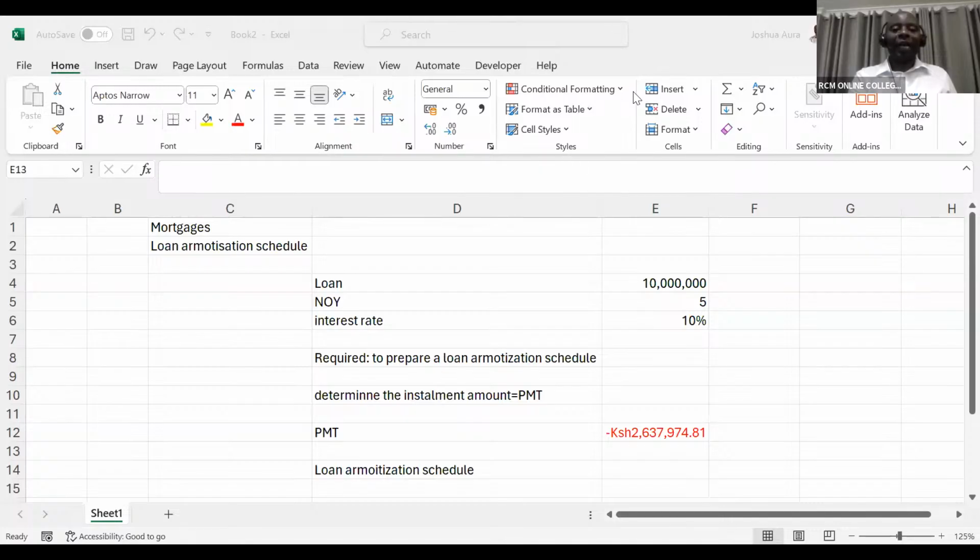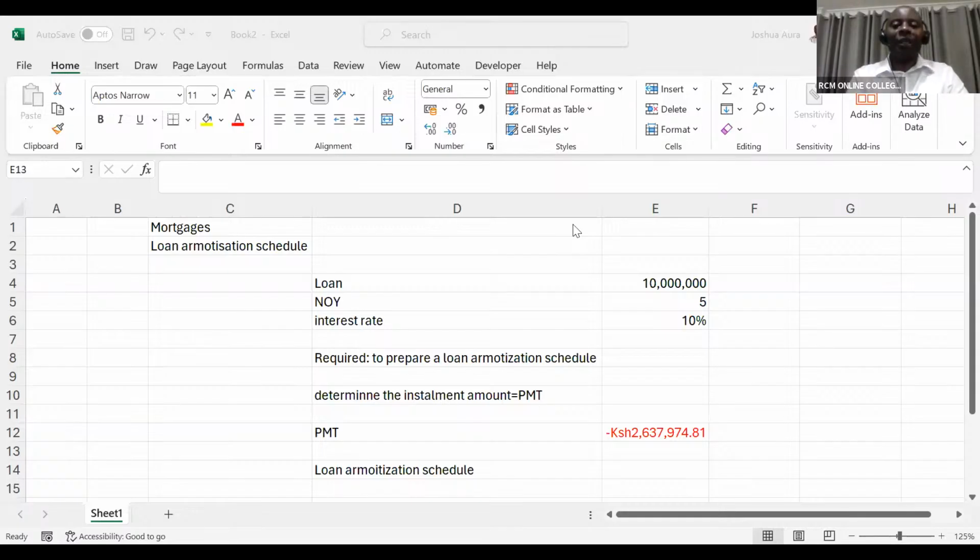Great. I'll repeat severally. Yeah, don't worry. Kenya shillings or even dollars, let them be there. Don't worry about dollars. Let them be. We shall be able to show you how to change later.